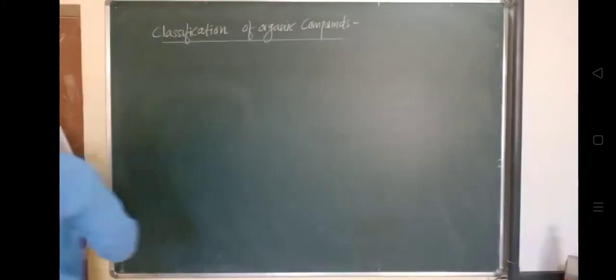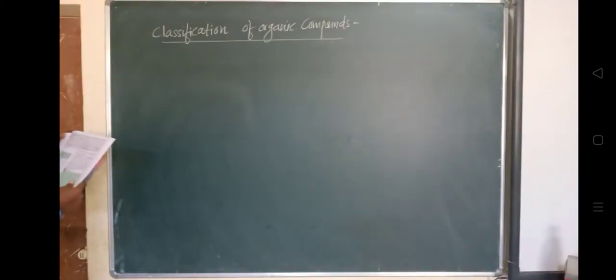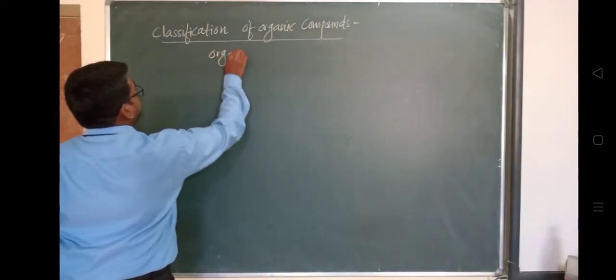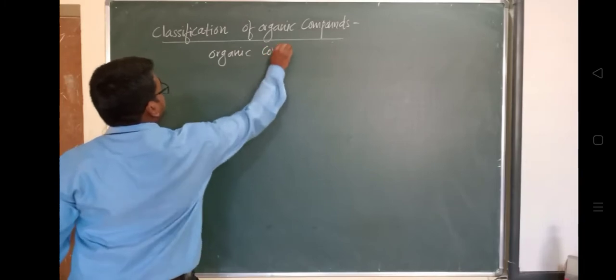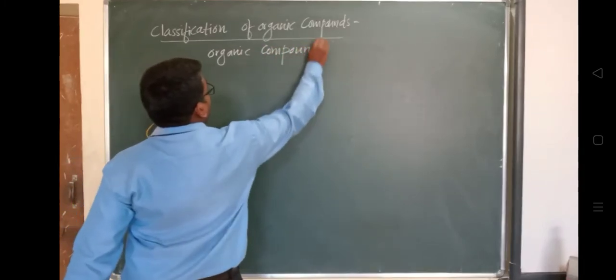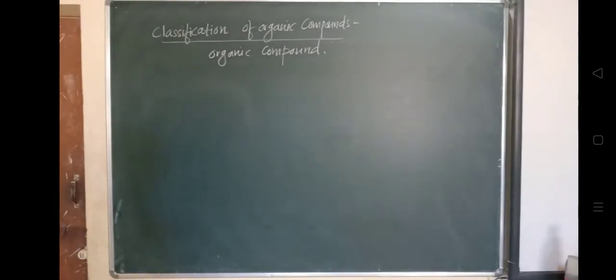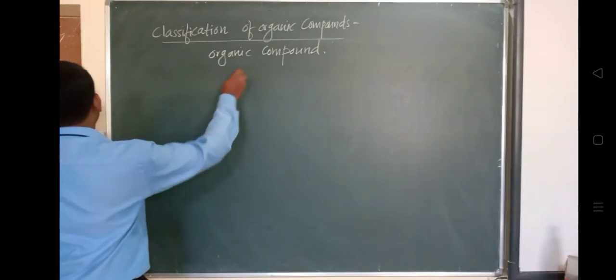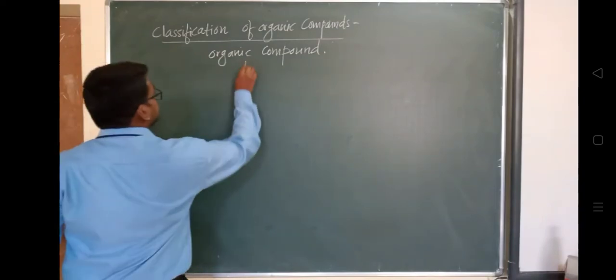Organic compounds are classified as acyclic and cyclic. I'll write here organic compound. There is already figure number 14.6 where you can observe this, but we'll still explain it. Organic compounds are classified into two categories.